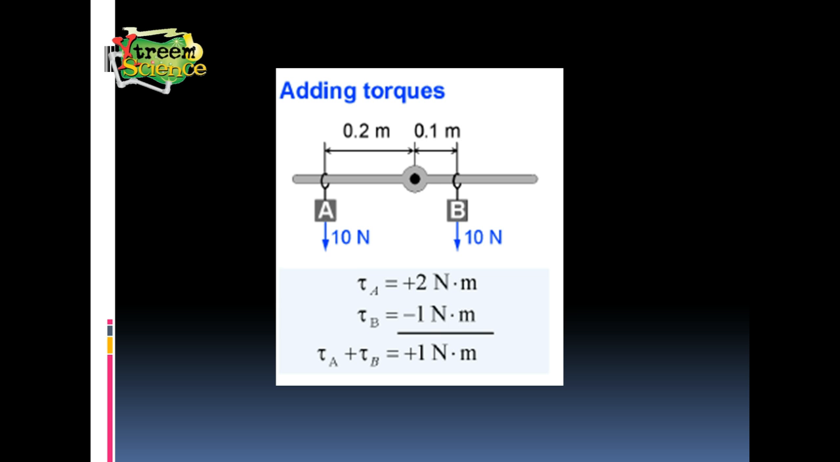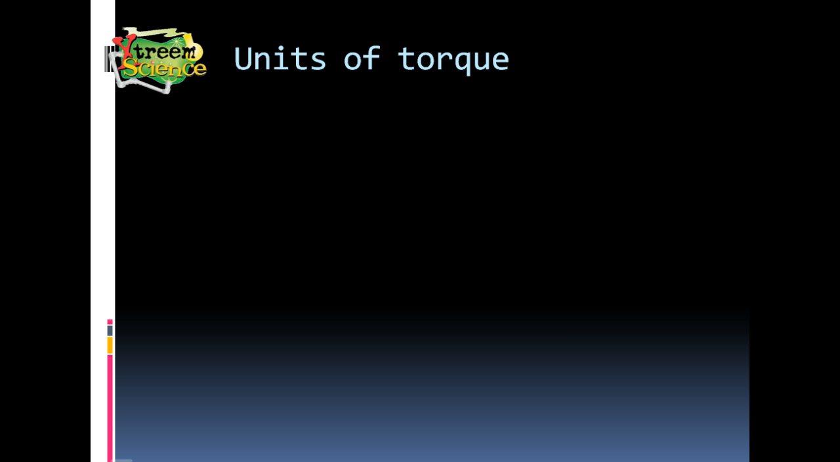So A is where we started. We got 2 newton meters of torque going down. And then B, we have 1 newton meter of torque also going down. So it becomes negative, and we subtract them. So we end up with 1 newton meter of torque. If B had been pushing upward, then we would have added them, and we would have gotten 3 newton meters of torque because they would have been working together to produce a net torque.